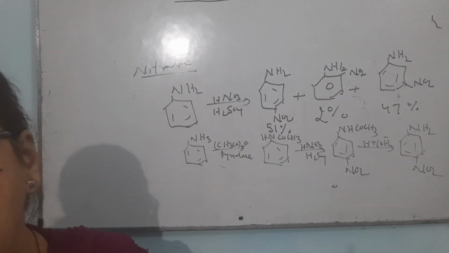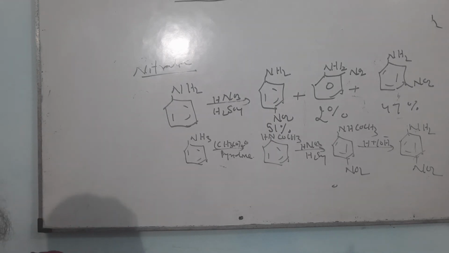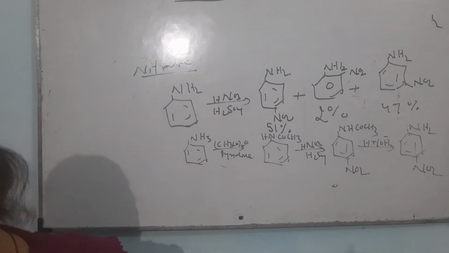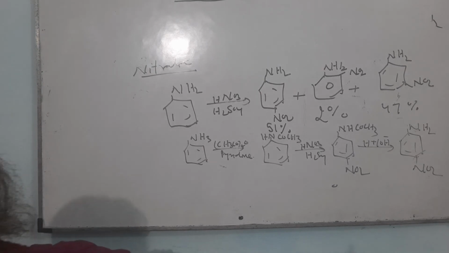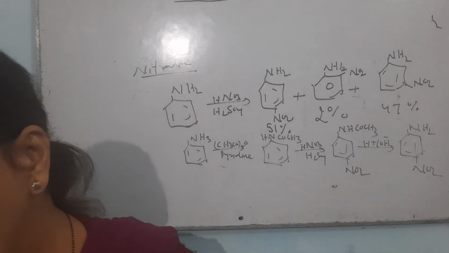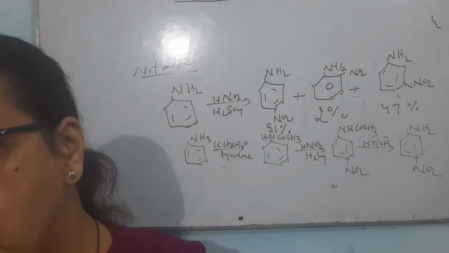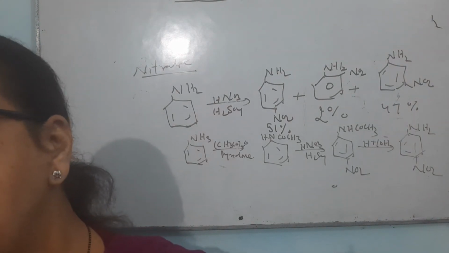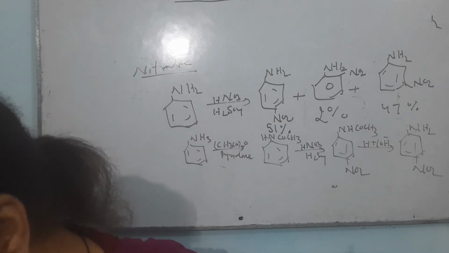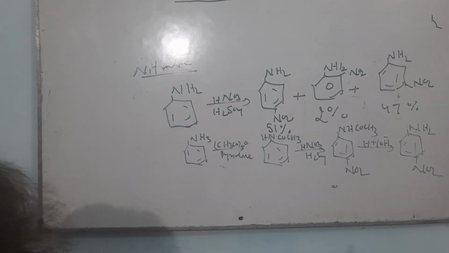The next reaction is known by the name of sulfonation. You know, in sulfonation the reaction is done with sulfuric acid. When the reaction is done with sulfuric acid, first there will be formation of anilinium hydrogen sulfate. This anilinium hydrogen sulfate will be heated to give sulfanilic acid.